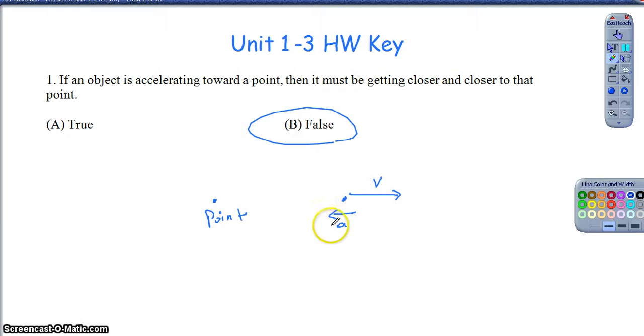But just because the acceleration is pointing that way doesn't mean the object has to be getting closer to that, right? The object would actually still be moving off to the right until it slows down and turns back around. So in this case, again, that's false. It doesn't have to accelerate towards that point.